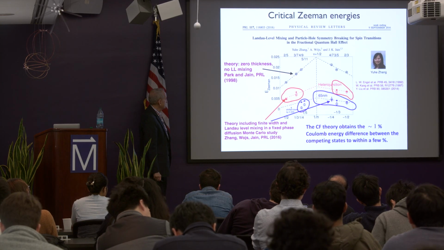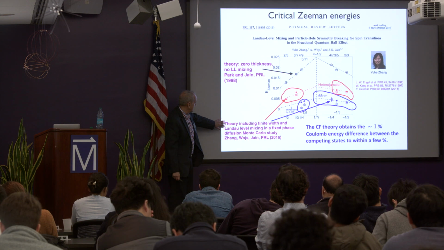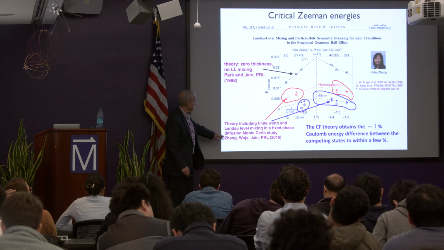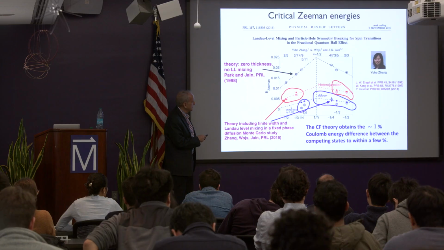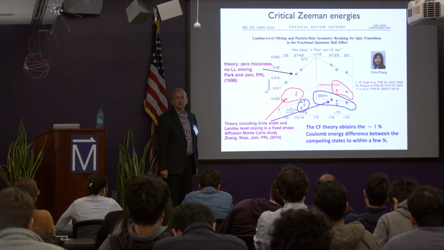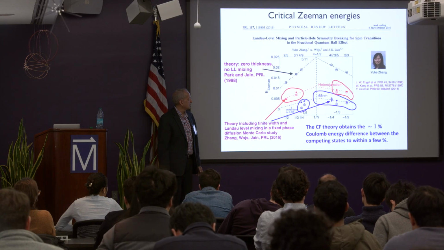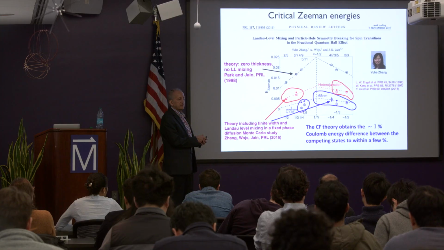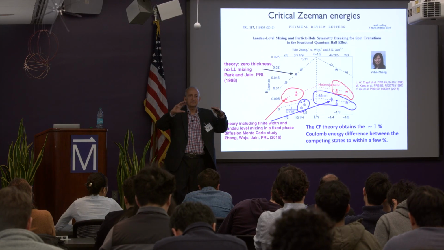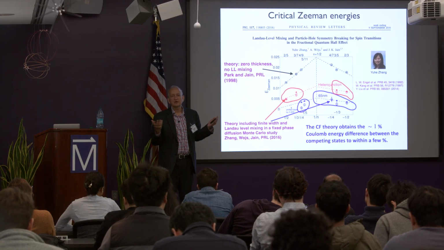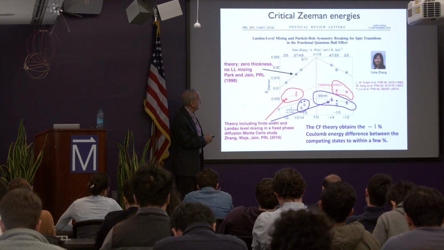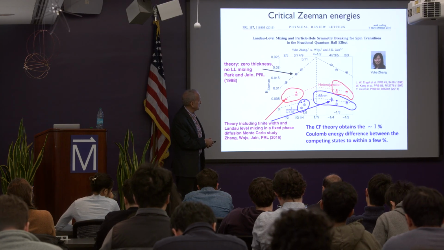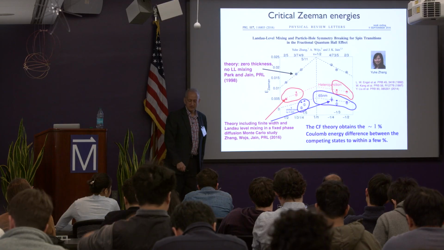But once we include finite width and Landau level mixing, the theoretical result goes to these circles, and you can see that there is an extremely good agreement. In fact, the energies of these differently polarized states differ by like 1%. And we are able to calculate that 1% difference to within a few percent with the theory.